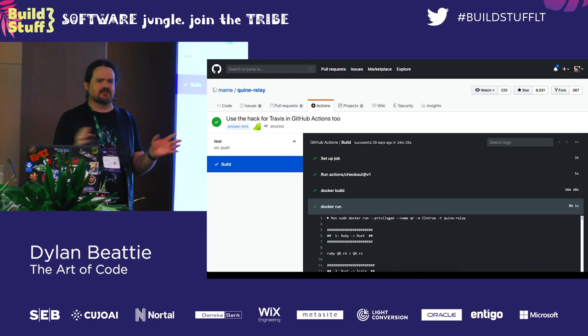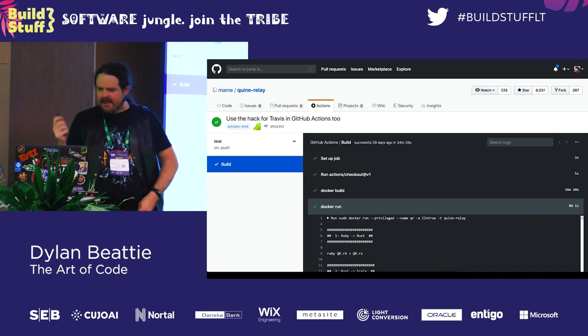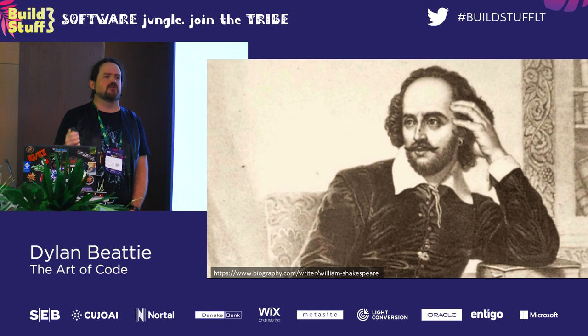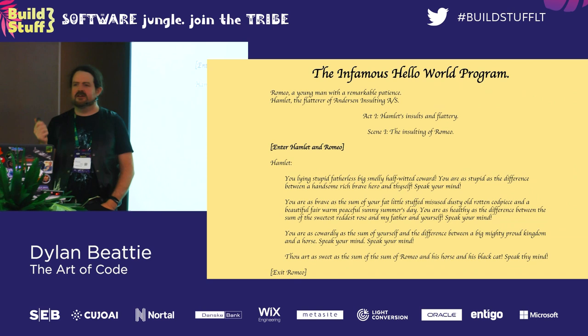Now, in this quine, you notice among the COBOL and everything, there was this weird Act One, Scene One, Enter Ajax. What's going on there? Well, it turns out there is a programming language called Shakespeare, which is designed for making programs that read like Shakespeare plays. And the way Shakespeare works is that flattering things increment variables and insulting things decrement variables. And so here is the infamous Hello World program.